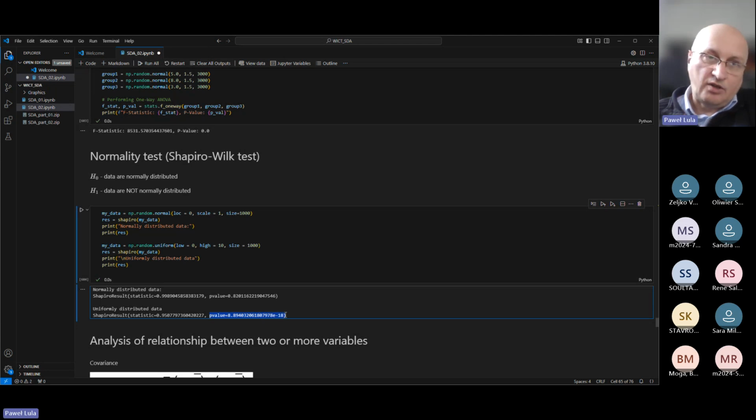P-value is very low. It means that I should reject the zero hypothesis. The zero hypothesis stated that this variable, which is represented by the sample, has normal distribution. We see that it is not true.